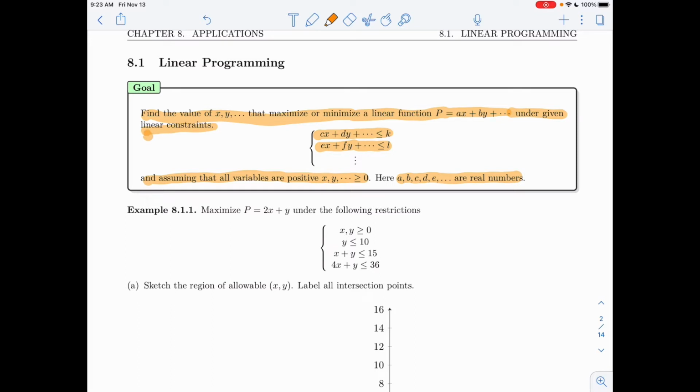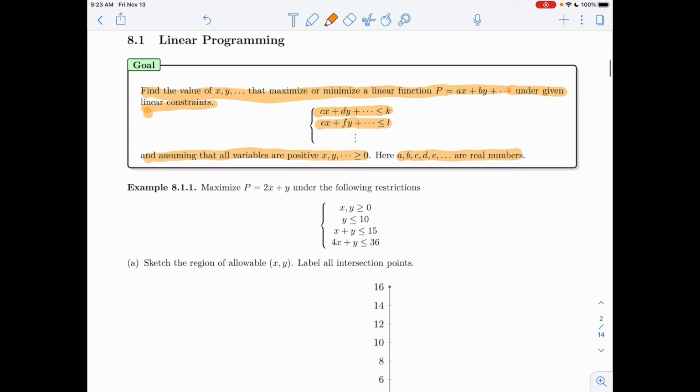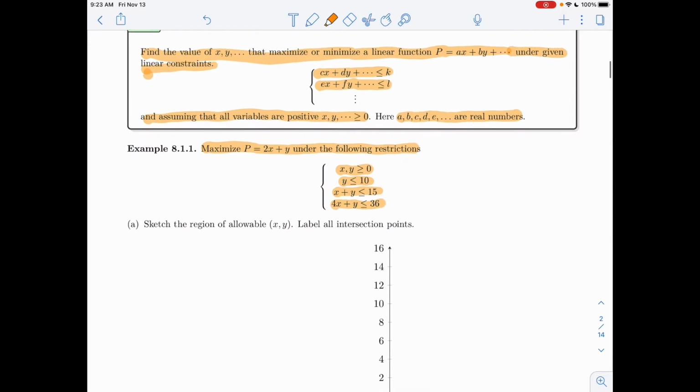All right, so let's start with an example. We'll solve this one geometrically, drawing a picture, but in the future what we want is to find an algebraic way of solving these problems. All right, so let's say we're asked to maximize 2x plus y under the given restrictions. We need x and y to be positive, y should be less than 10, x plus y should be less than or equal to 15, and 4x plus y should be less than or equal to 36.